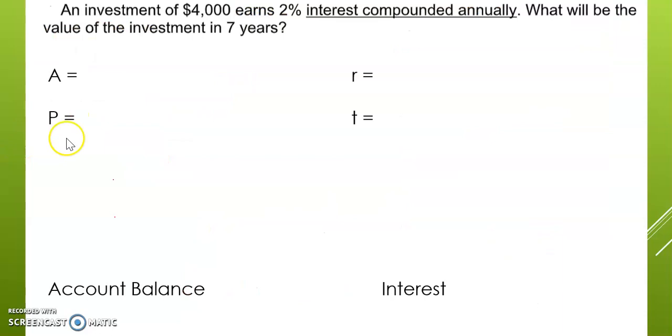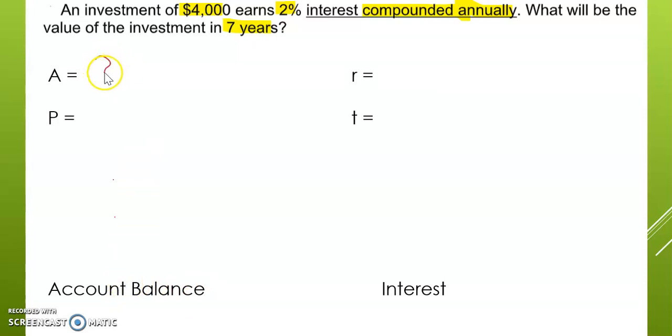Our last example: an investment of $4,000 earns 2% interest compounded annually. What will be the value of the investment in 7 years? So again, here's my money, here's my percentage, 7 years, and compounded annually. So what will be the value of the investment? I'm looking actually for the account balance this time. So the final answer is my account balance.